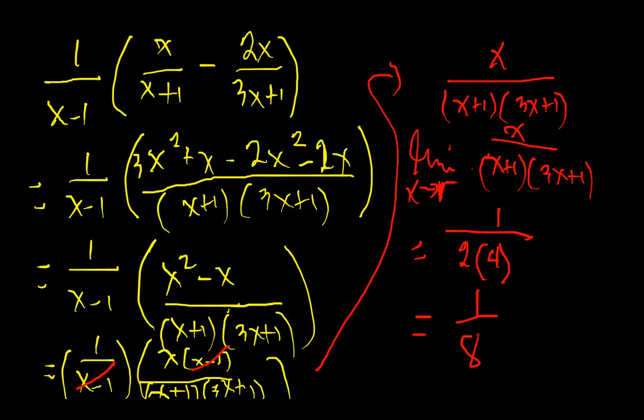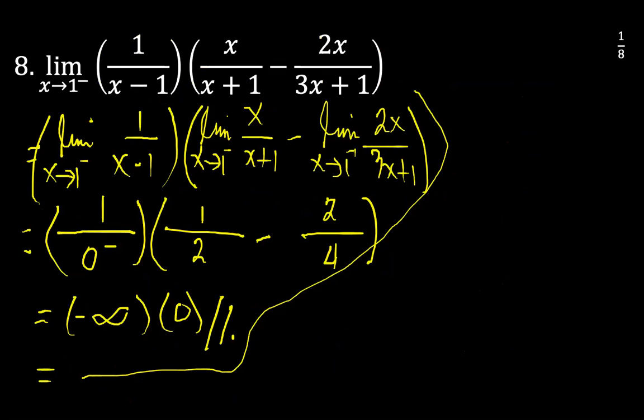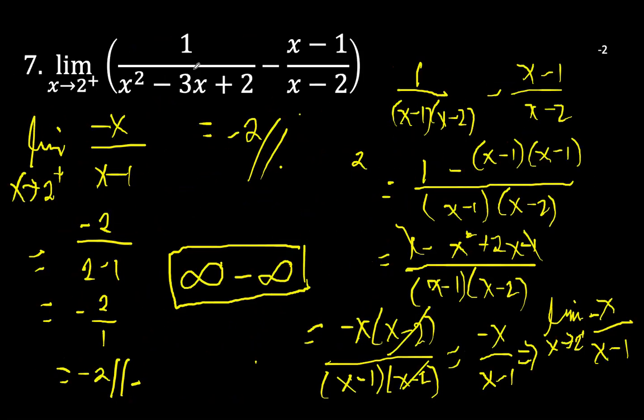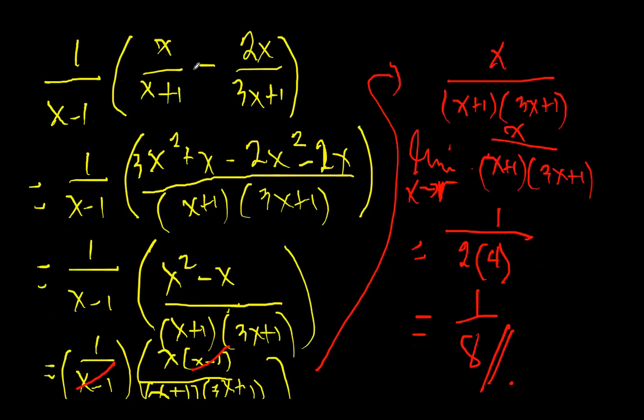So the limit. So we found a certain value of the limit of the given function. So the limit of this function as x approaches 1 from the left is equal to 1 over 8. Okay? So we found already the limit of the given function. And I hope we got the same value. All right? And I think this is the last example we have.